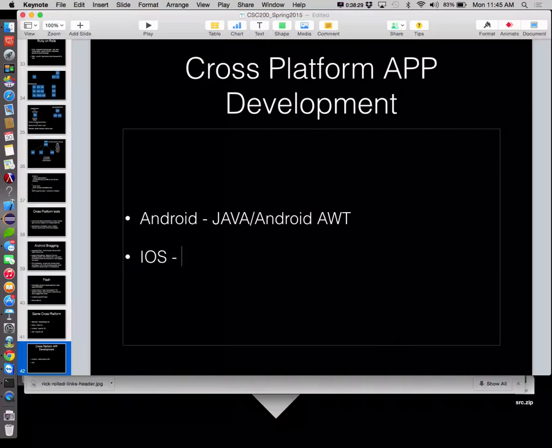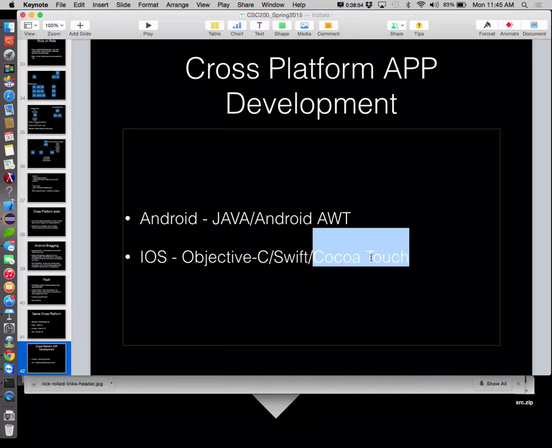iOS uses Objective-C, more recently Swift, and something called Cocoa. Is that how you spell Cocoa? That's how you spell Cocoa. Cocoa Touch. Okay. So Cocoa Touch. Before that, they had something called Cocoa for the Mac standard operating system. And then they came out with Cocoa Touch, which is one built for touches and stuff instead of mouse clicks. All right. So this is how all this stuff is done between these two.